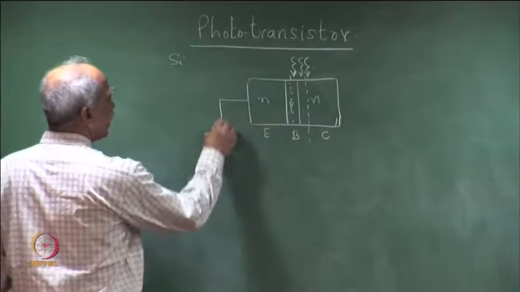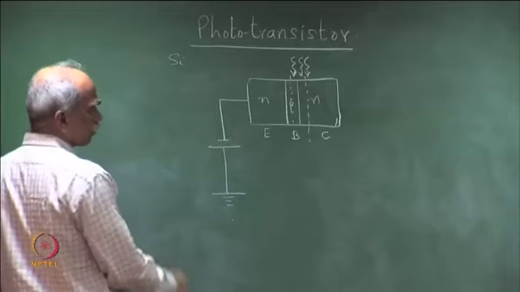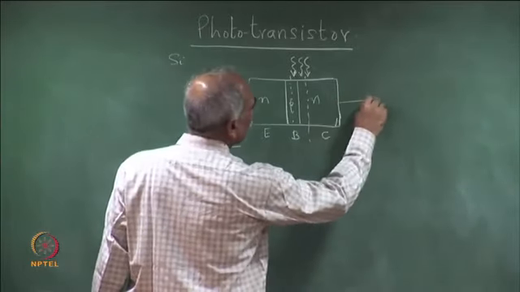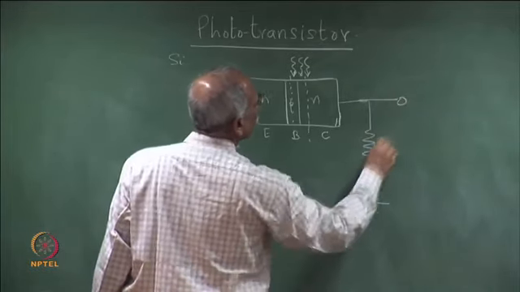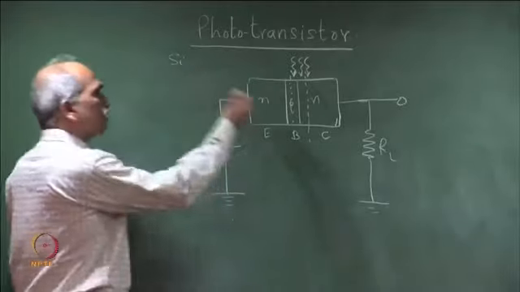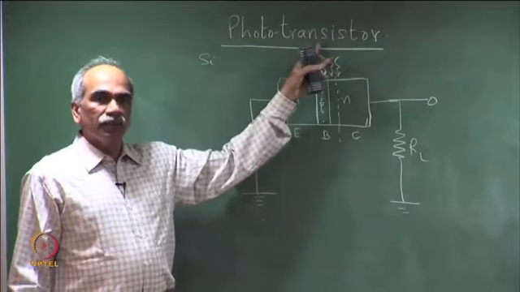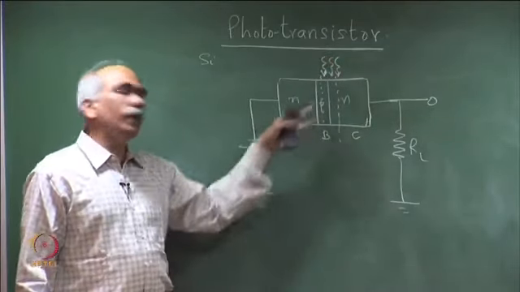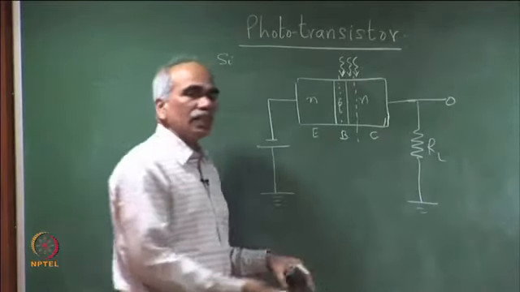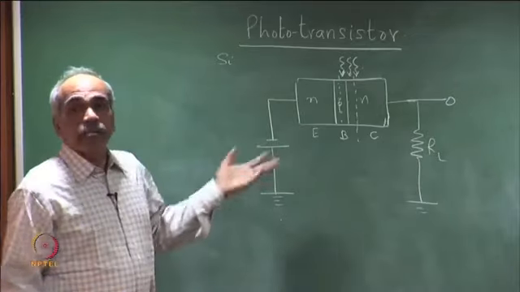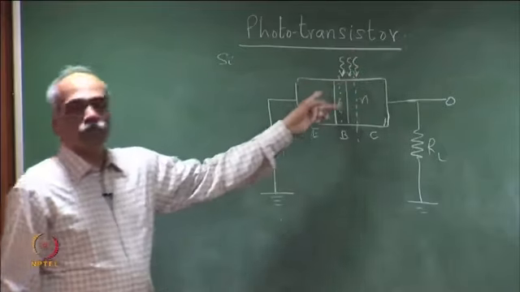Usually this end is forward biased, and in a phototransistor, normally, this is the load resistance. Normally, the base is not connected, because the incident photon flux does the same job as the base current. What the base current does to achieve transistor action, where we get a current gain because of the base current, is achieved by an incident photon flux.